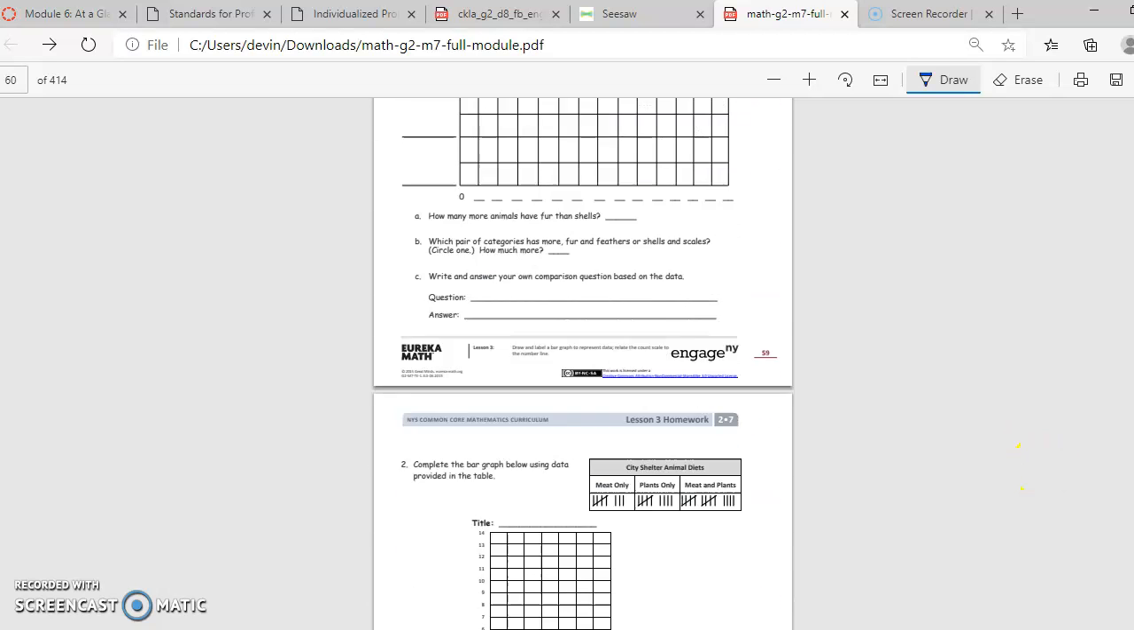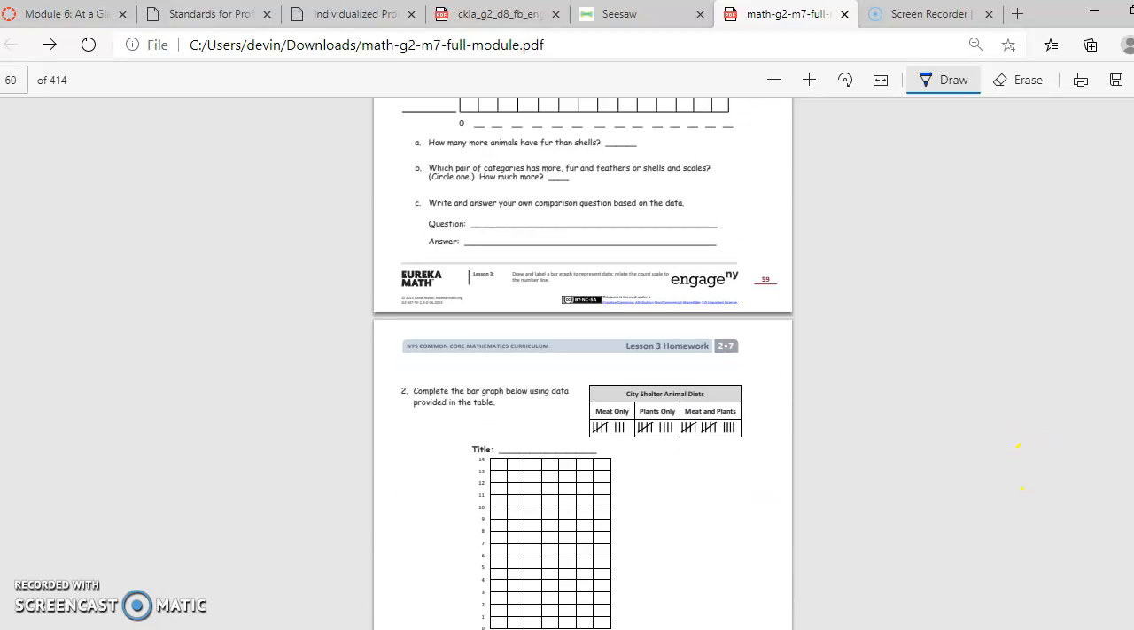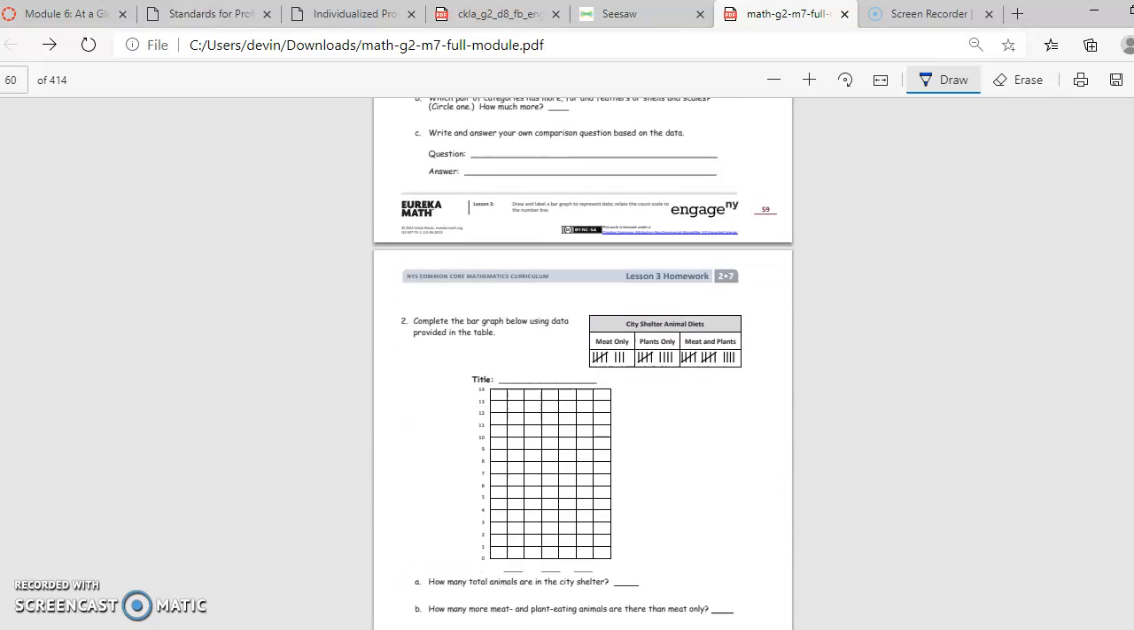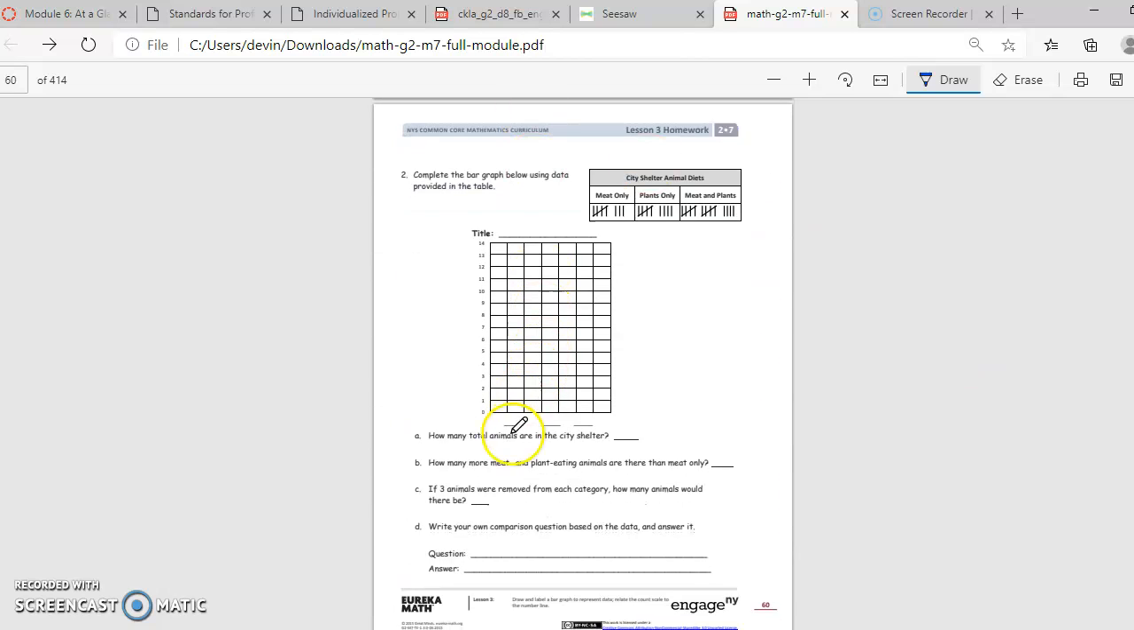The homework that I just flew past is more of the same. It gives you the title and the labels. Just you will have to do this bar graph in rows horizontally, answer the questions, and the second page of the homework is another bar graph that goes vertical in columns that you will make.